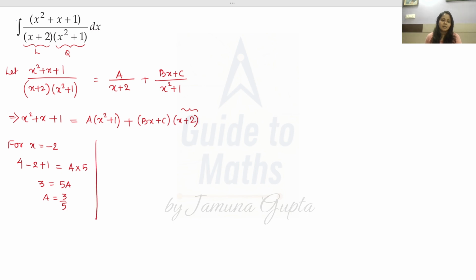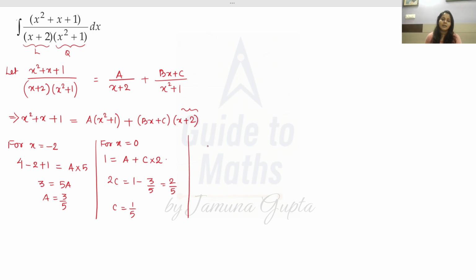Now in order to get the other values b and c, we can substitute any values of x. We can take x as 0, left hand side will be 1, so it will be a plus c into 2. We already got the value of a, so 2c will be equal to 1 minus 3 by 5, that will be 2 by 5, so c will be 1 by 5.